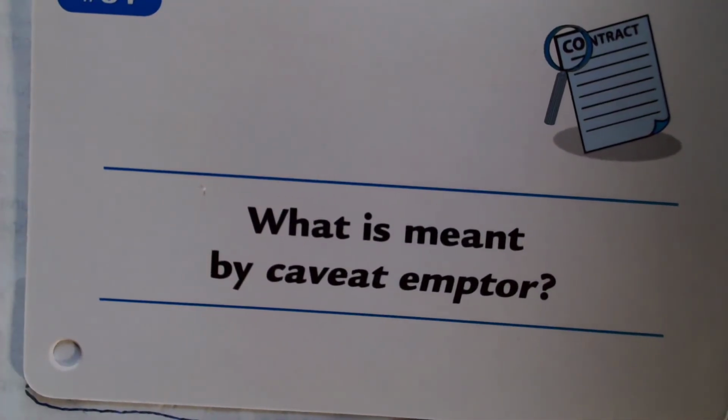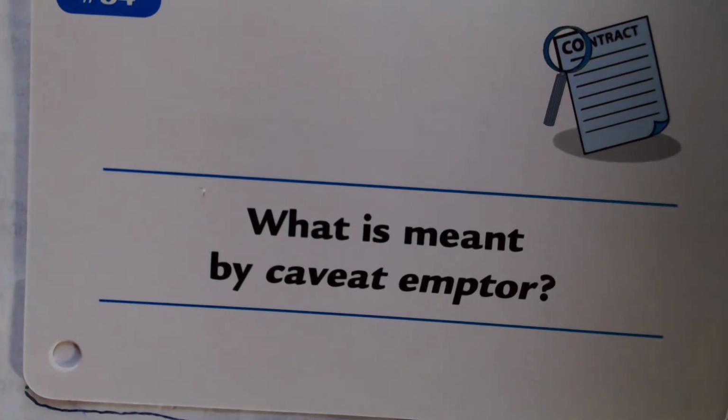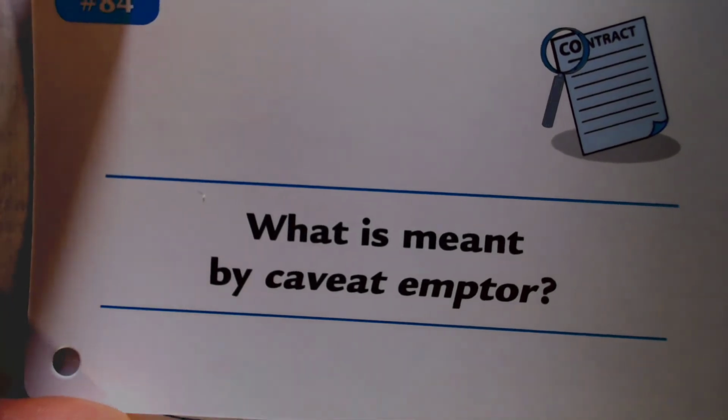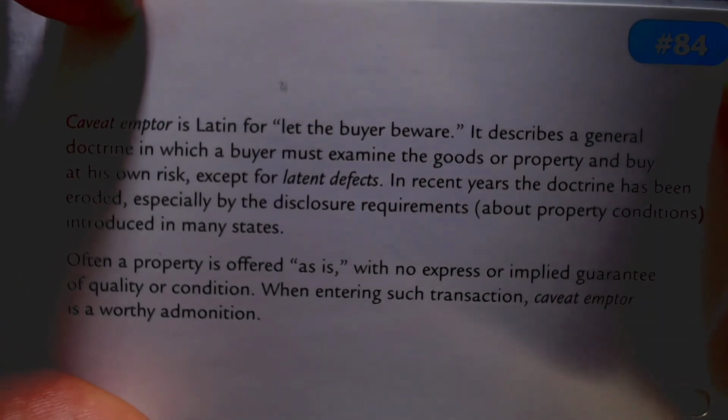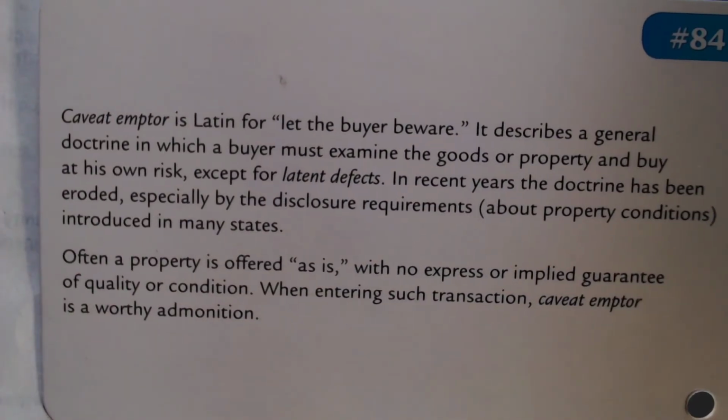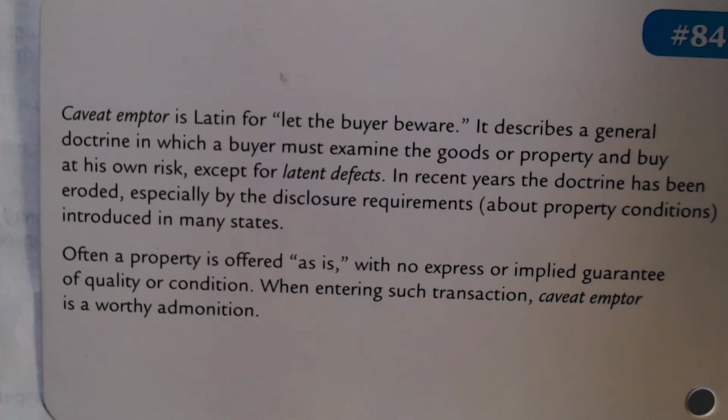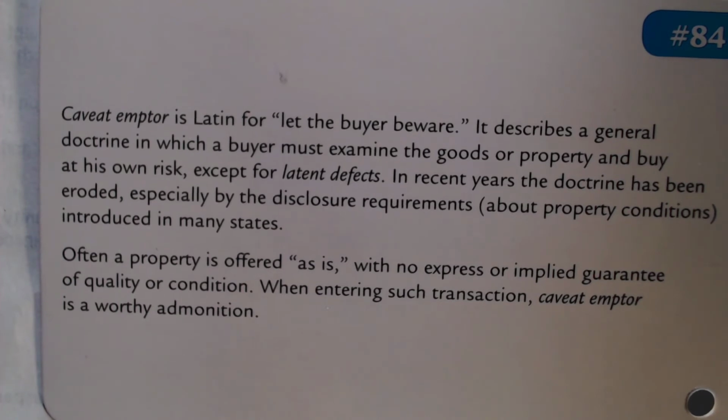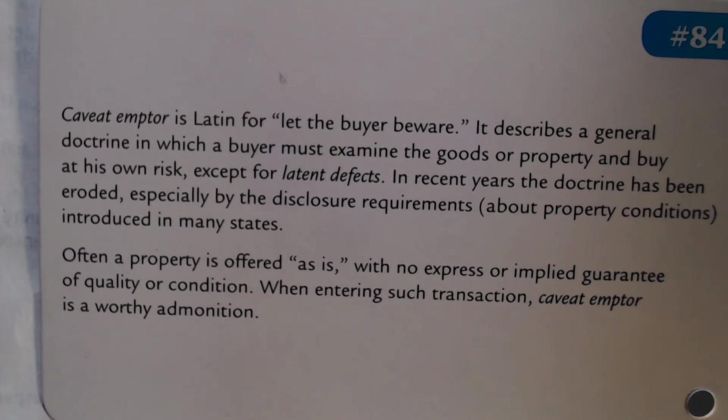What is meant by caveat emptor? Caveat emptor is Latin for let the buyer beware. It describes a general doctrine in which a buyer must examine the goods or property and buy at his own risk, except for latent defects.